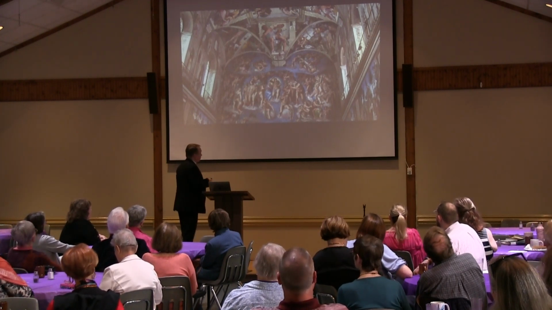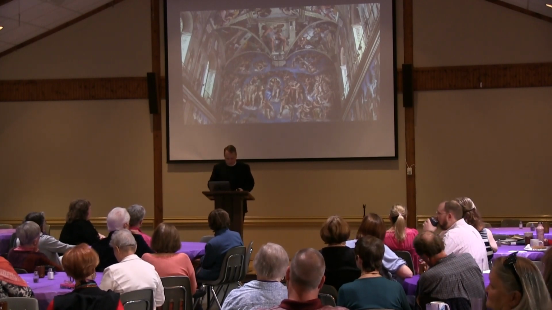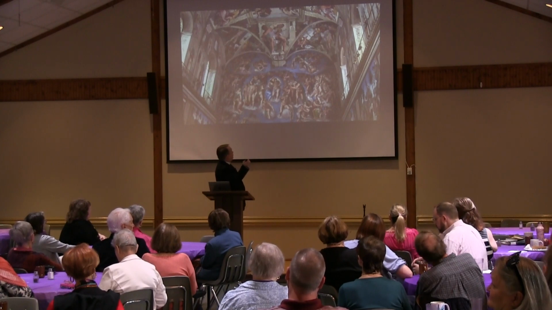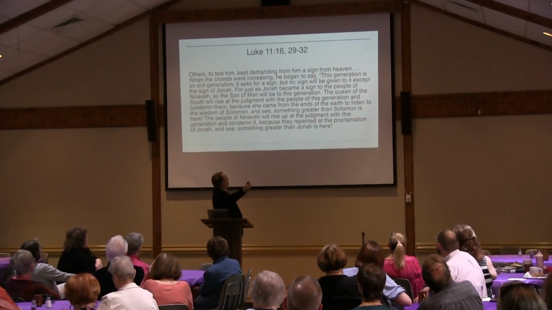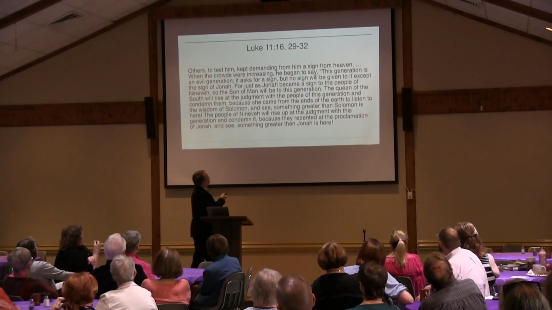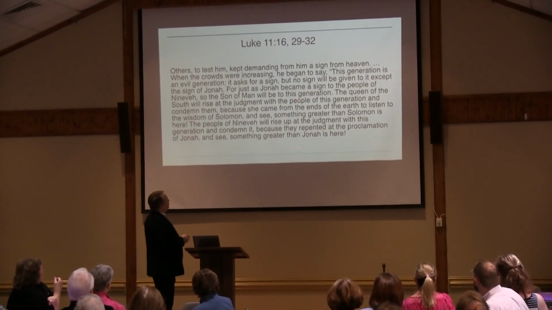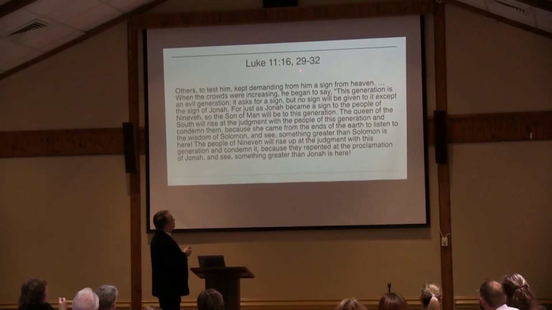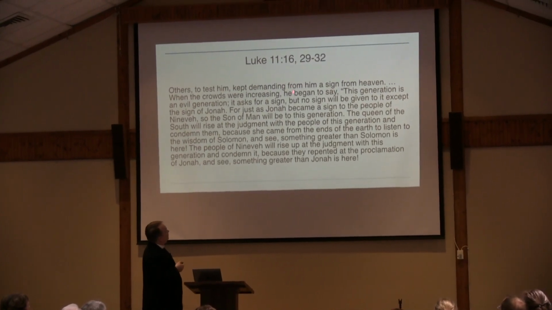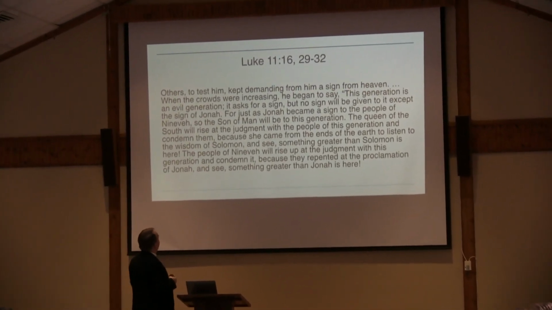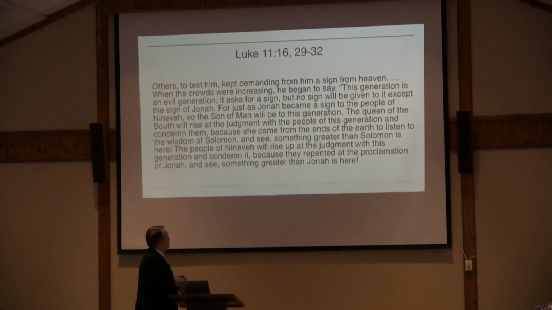And this is what the whole excitement was last week, was to discuss this, and finally to point out that Jesus himself references Jonah in an important way in the Gospels, in Luke chapter 11. And last week I went straight to verse 29, but I wanted to remind you this week where this passage, 29 through 32, comes from. It comes from back in verse 16, when we find out that others, to test him, kept demanding from him a sign from heaven. When the crowds were increasing, he began to say, "This generation is an evil generation.